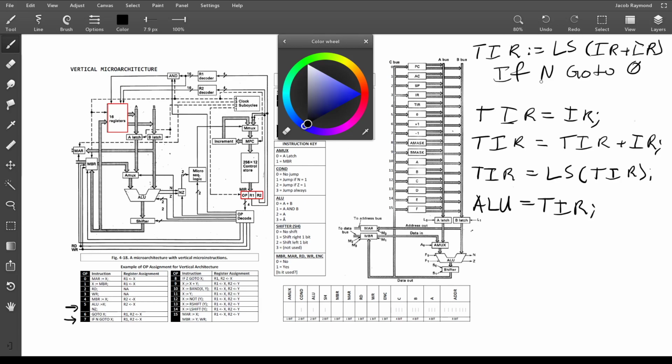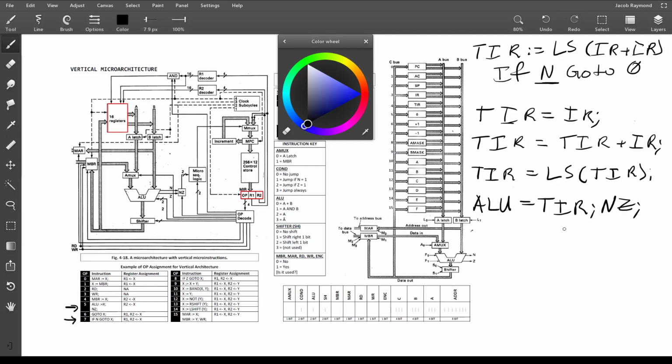And so what this if n means is essentially after this operation is performed, if TIR is negative, then go to 0. So here we're doing ALU equals TIR, and then we're going to set the n and z flags here. And this is just an arbitrary syntax. It doesn't really mean much, but what's essentially happening is you're basically figuring out whether TIR is negative and 0, and then just setting two D latches on the actual circuit, like right here, that just store that information.